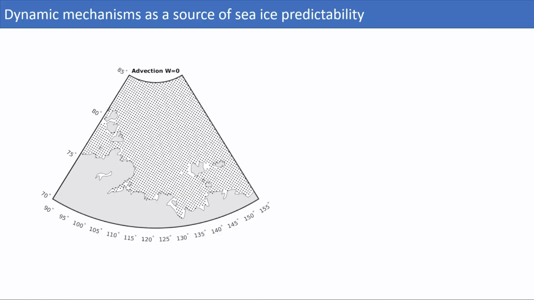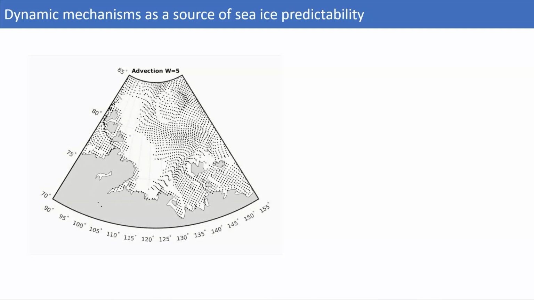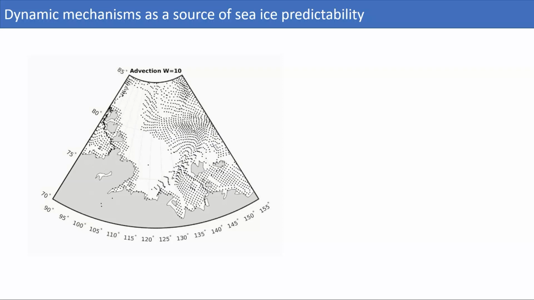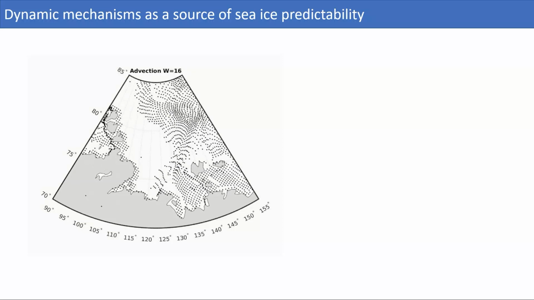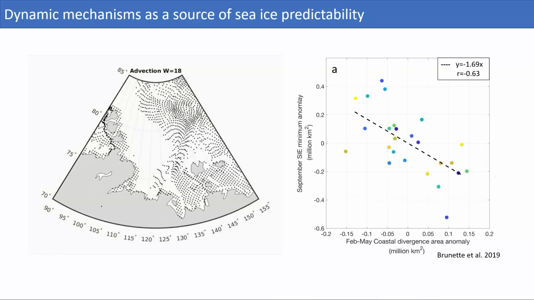In previous research, we developed a method to quantify the integrated area of coastal divergence through winter. So we were seeding tracers in the sea ice and calculating sea ice trajectories by forcing it with observational sea ice motion vectors. And what we found is a good correlation between late winter coastal divergence and the following September minimum sea ice extent at regional scale.